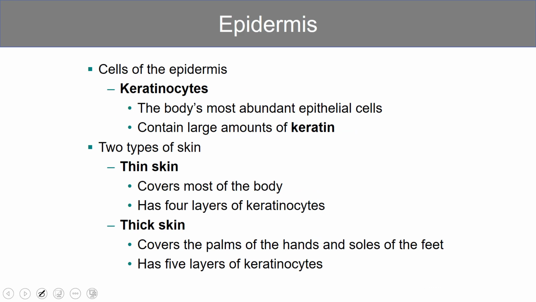The cells of the epidermis, the cells that make that stratified squamous epithelium, are keratinocytes, and they're named because they produce a lot of keratin. There are two types of skin that cover the surface of the body. Thin skin covers the majority of the body, and it has 4 layers of these keratinocytes. Thick skin is found in the palms of the hands and the soles of the feet, and they contain a 5th layer of keratinocytes.